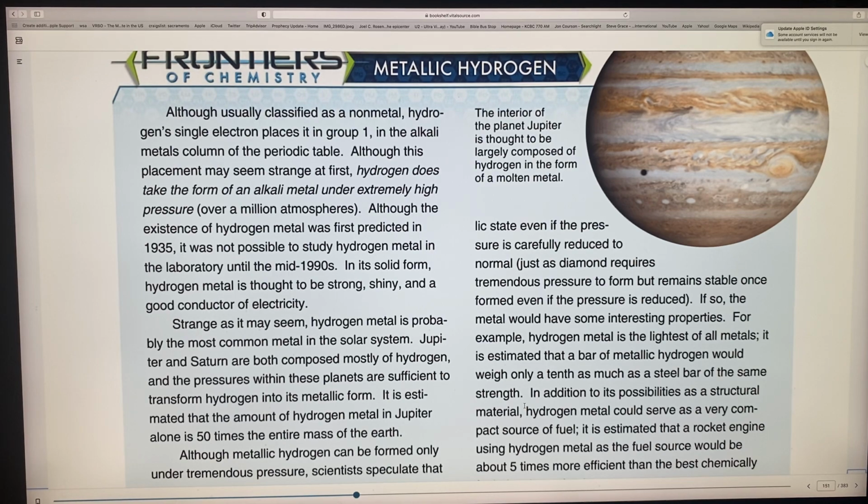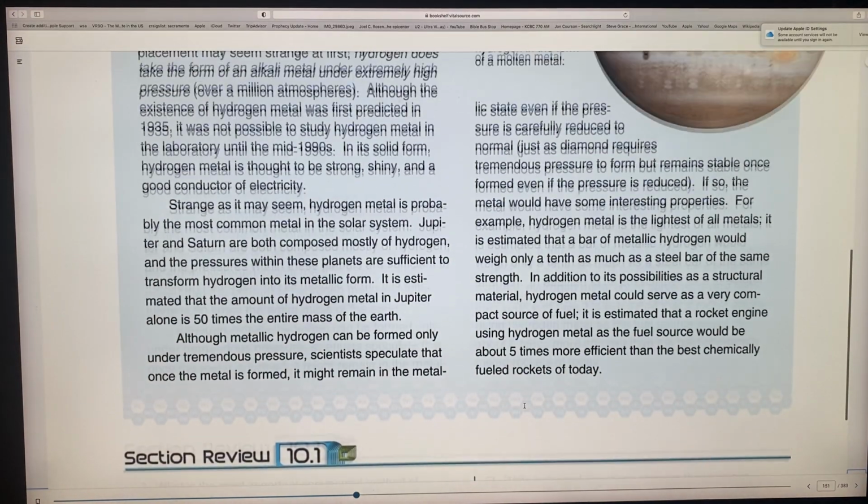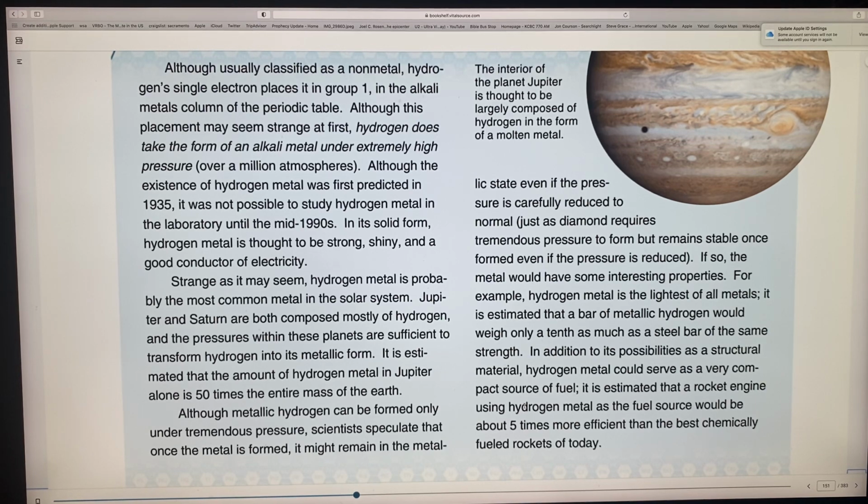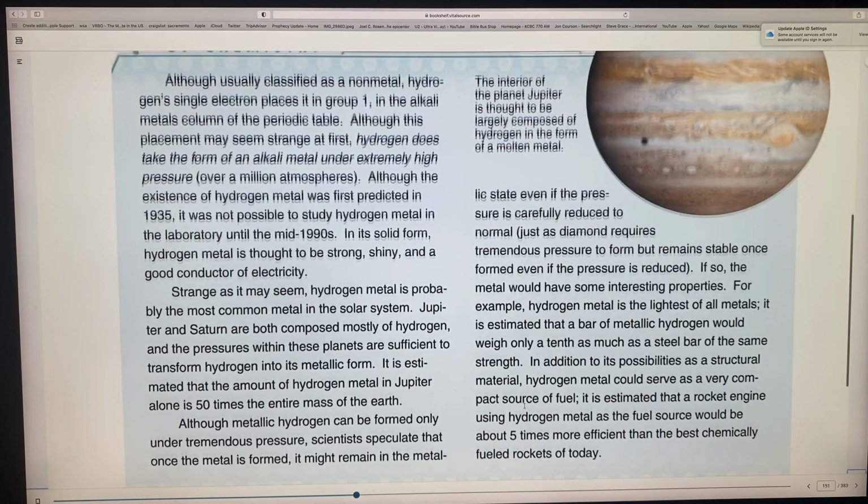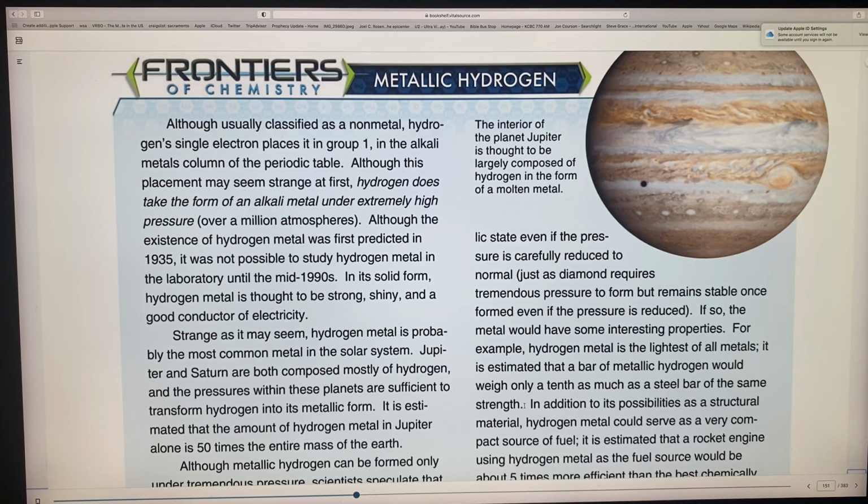If you read this article here, it says hydrogen may be a metal of the future, because it would be 5 times more efficient than what is used in a rocket. Basically, let's read: in addition to its possibilities as structural material, hydrogen metal could serve as a very compact source of fuel. It is estimated that a rocket engine using hydrogen metal as the fuel source would be about 5 times more efficient than the best chemical fueled rockets of today. So metallic hydrogen may be a thing of the future.